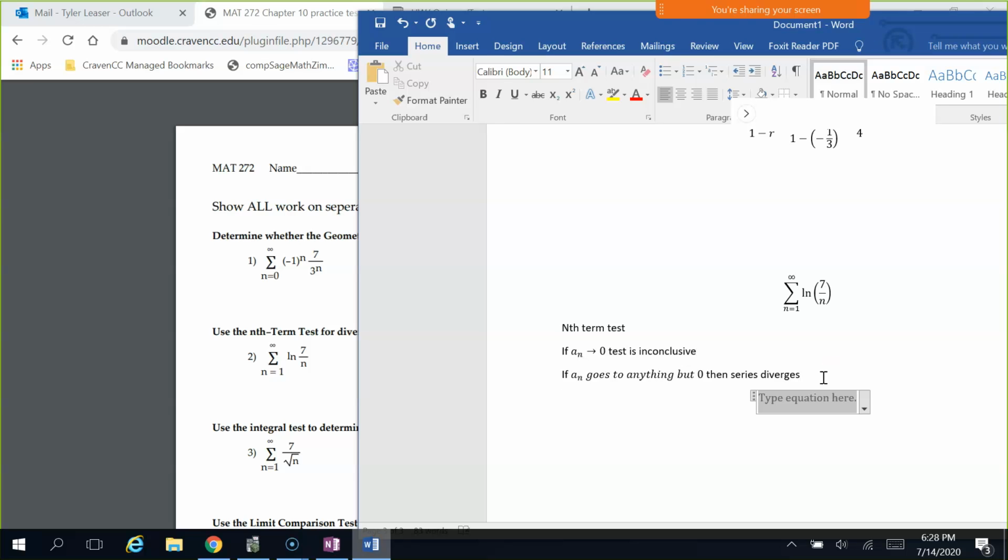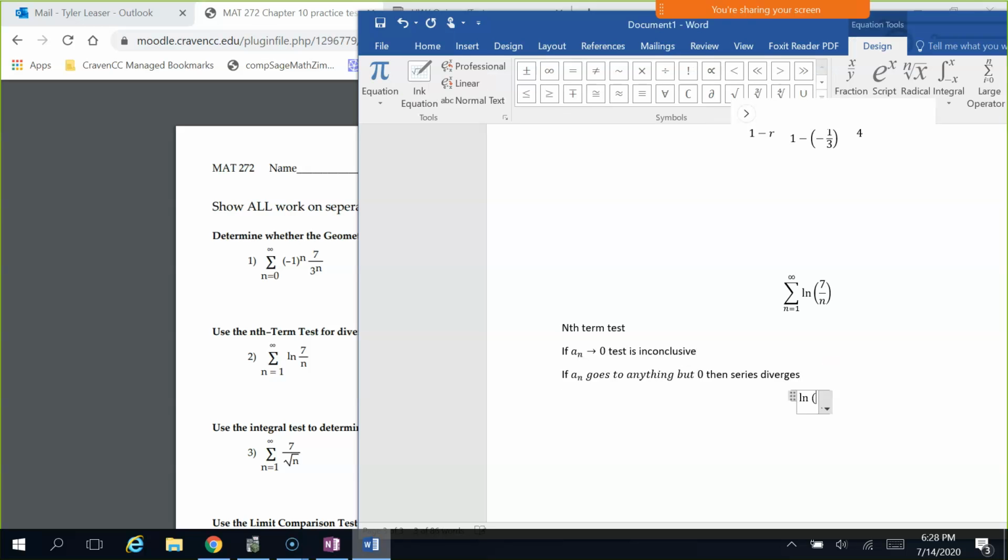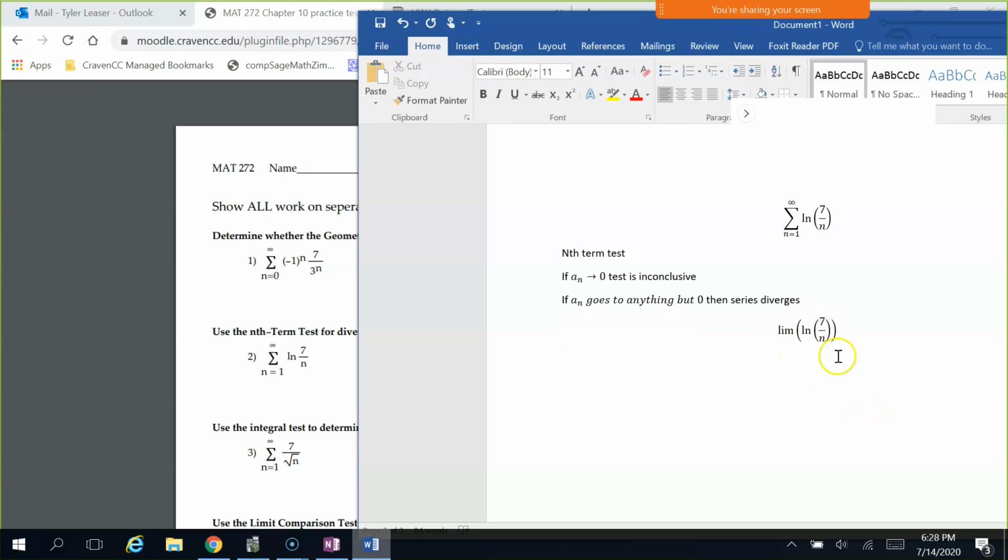The hard part, though, is to figure out what the natural log 7 over n goes to as a sequence. In other words, we're trying to find the limit as n goes to infinity of the natural log 7 over n. All right, that's not obvious what that limit is going to be. So let's talk about some different techniques of how to find that.